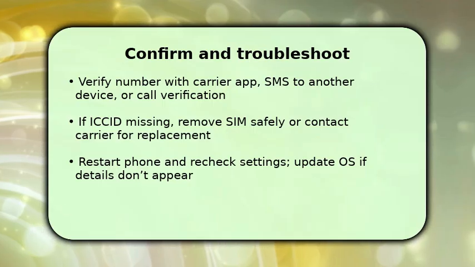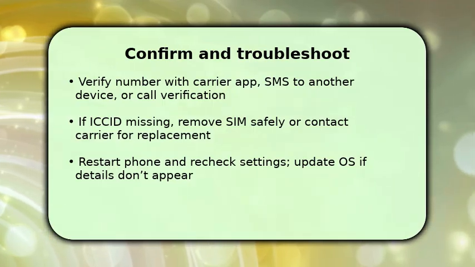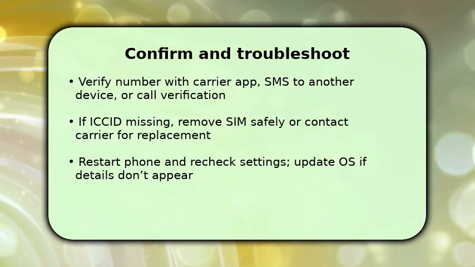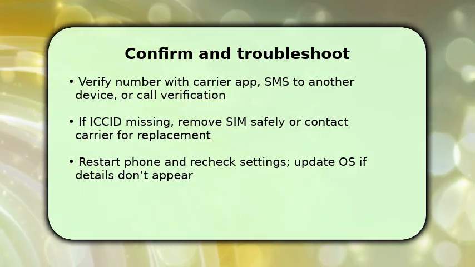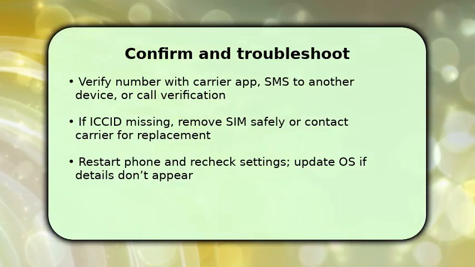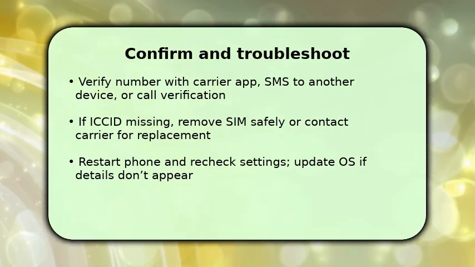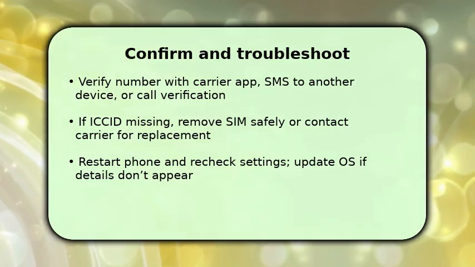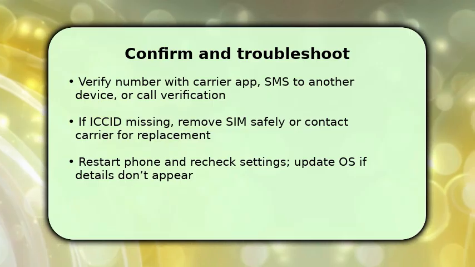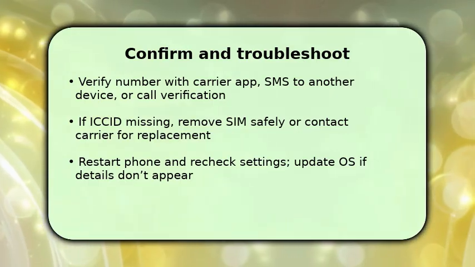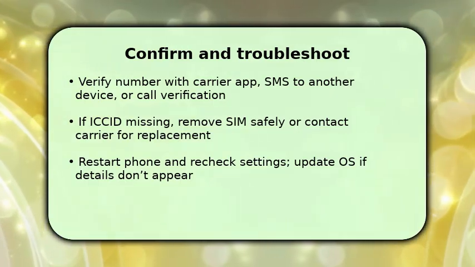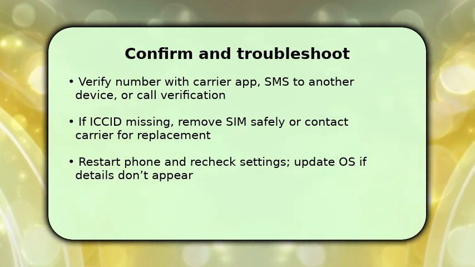If the ICSID isn't shown, power down and reseat the SIM or remove it and inspect the printed card. If it's an eSIM or embedded SIM, open Carrier app or contact support for the ICSID. Once done, restart the phone and recheck settings. If problems persist, update the operating system or reach out to your carrier for guided troubleshooting.